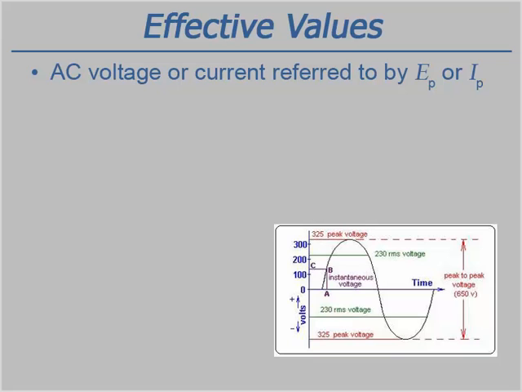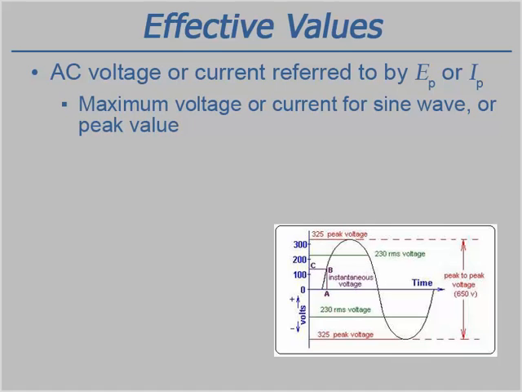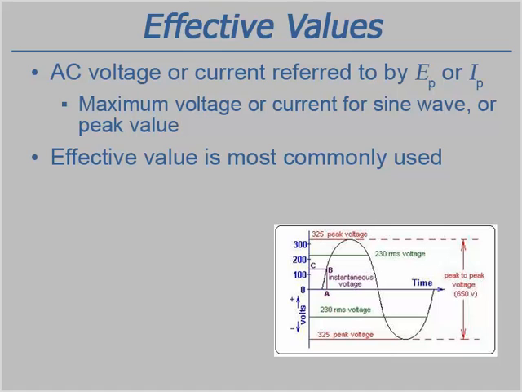One way to refer to AC voltage or current is by peak voltage, abbreviated E sub P, or peak current, abbreviated I sub P. This is the maximum voltage or current for an AC sine wave, or the peak value for voltage or current. The value most commonly used for AC is effective value.